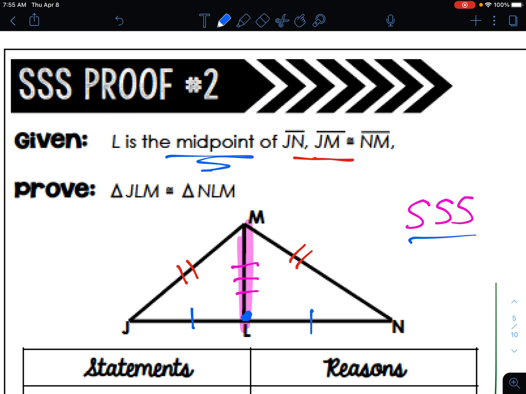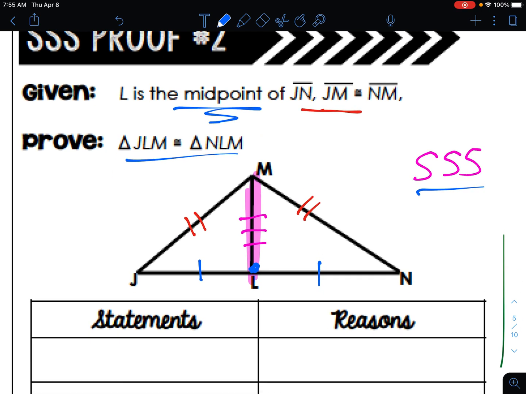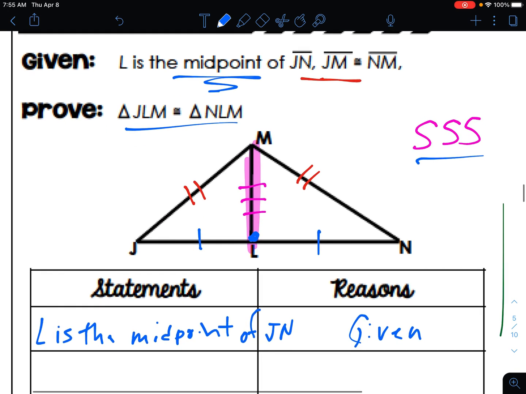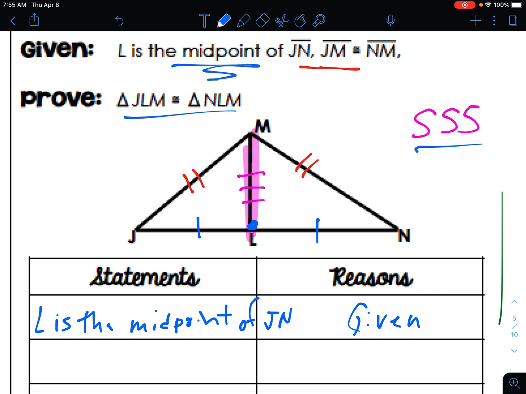Now we write our proof. We have our end goal. We know our last line is side, side, side, and that right there. So what we're going to do is write L is the midpoint of JN. How did I know that? That was given, right? From that piece of information, what did we come up with? We got JL was congruent to NL.